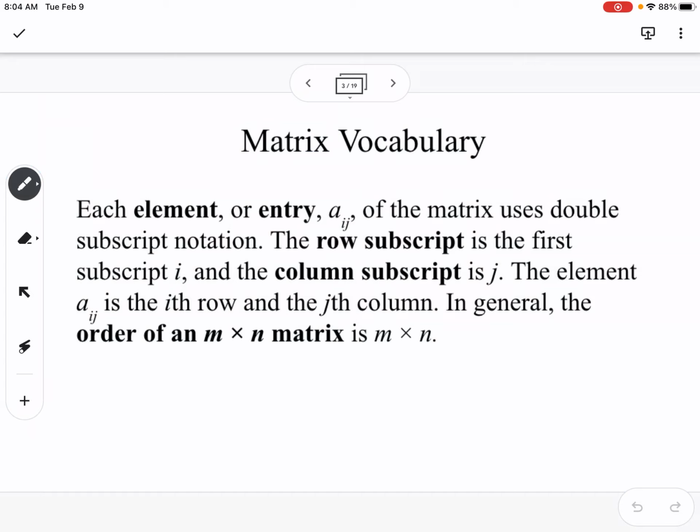So some matrix vocabulary. Each element or entry of the matrix uses double subscript notation. That's the ij. The row is the first subscript i. The column subscript is j. So the element a_ij is in the ith row and the jth column.